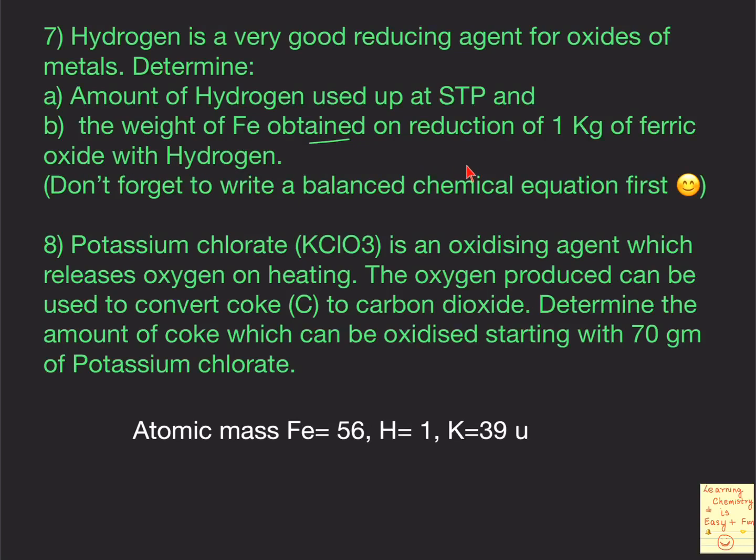A big hint over here is to write a balanced equation. Don't forget that it has to be a balanced equation, right? So we will have Fe2O3, ferric oxide, plus hydrogen giving us iron plus H2O. This equation is not balanced. Balance it and the rest is easy, right?